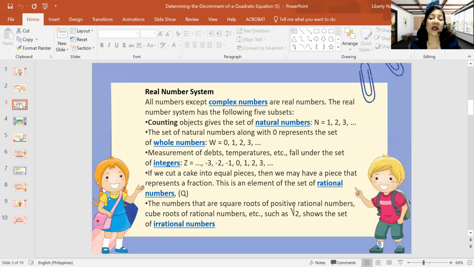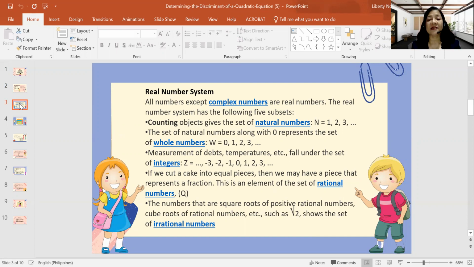Okay, since we are going to find the discriminant of the quadratic equation and determine the characteristics or the nature of its roots, then we should know again, okay, recall the real number system. All numbers except complex numbers are real numbers. Remember? The real number system has the following 5 subsets.